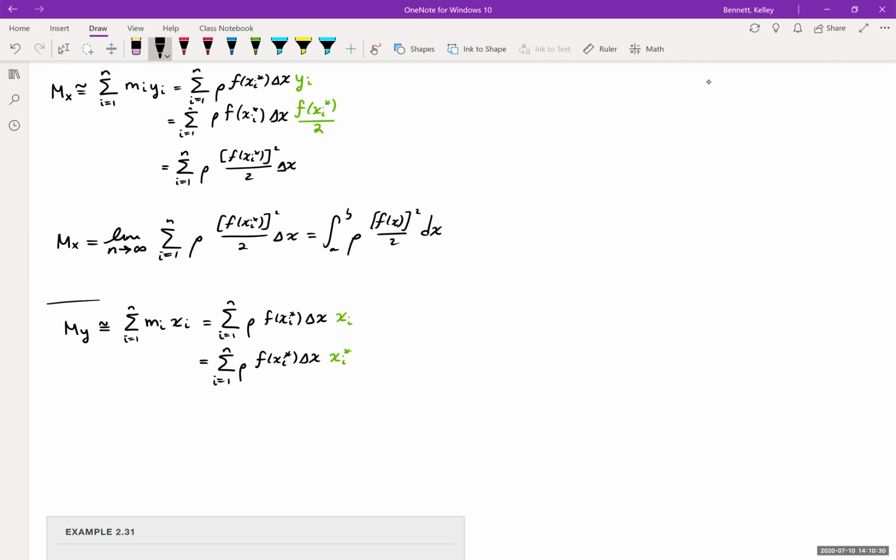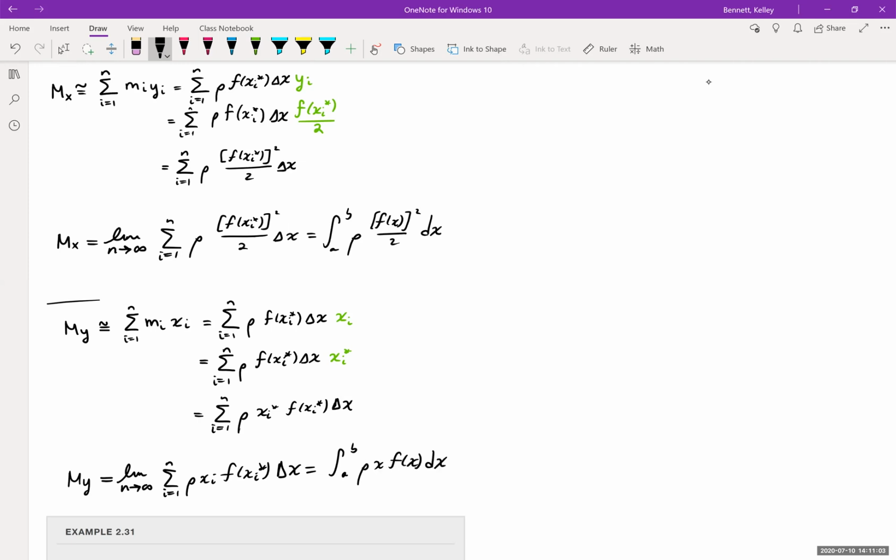And just to clean it up a little bit, our summation then is 1 to n rho xi star f of xi star delta x. And as usual, we'll take the limit. So m sub y is equal to the limit as n goes to infinity of this Riemann sum from 1 to n of rho xi star f of xi star, which becomes the integral from a to b of rho x f of x dx.